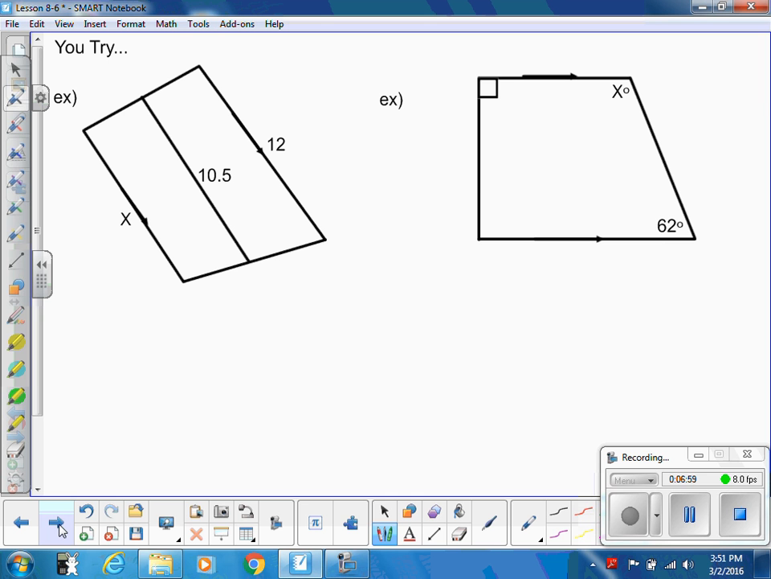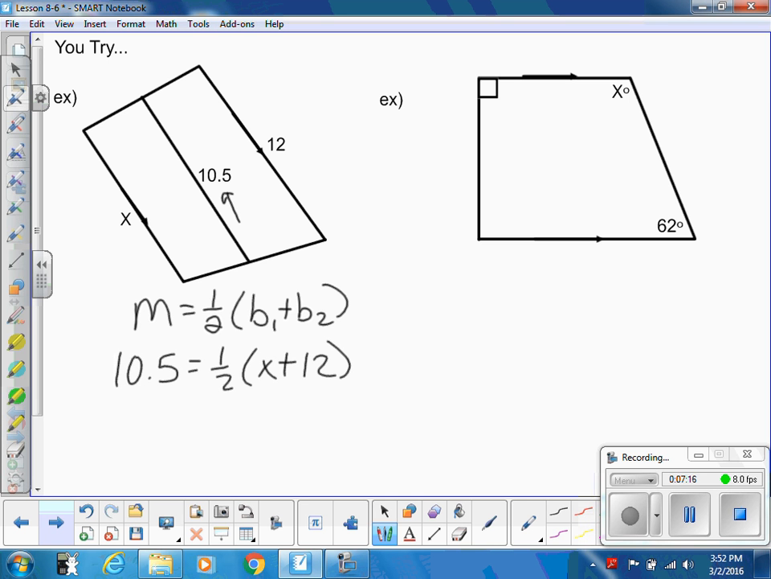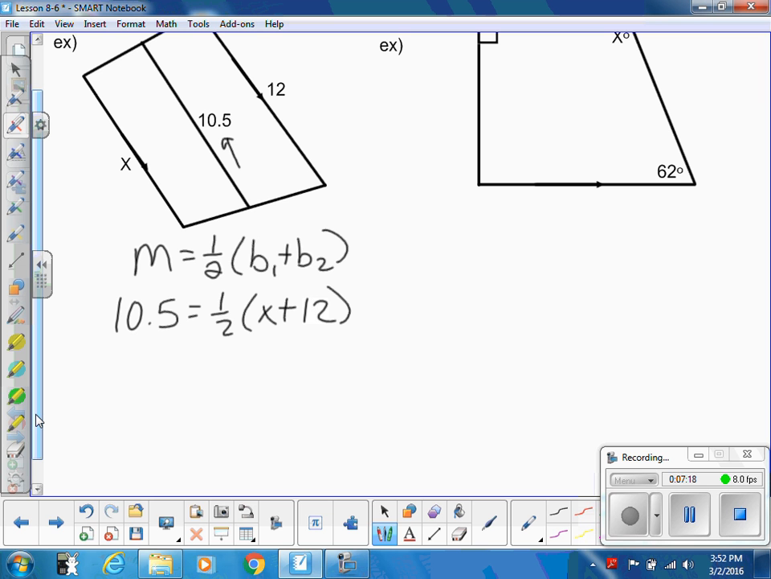All right, so, again, mid-segment is 1/2 b1 plus b2. Here, that gives me the mid-segment, so that goes in for m. And just like we did on the last one, to get rid of this half, I'm going to multiply by 2. Do it to both sides. Well, 10.5 times 2 gives me 21. Equals the x plus 12. Subtract and I get x equals 9.